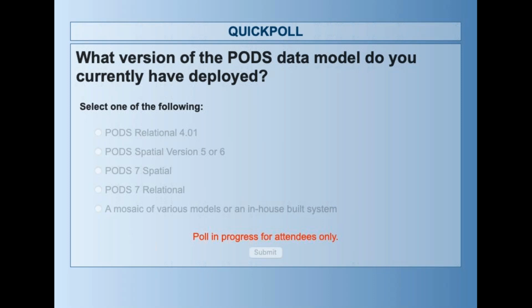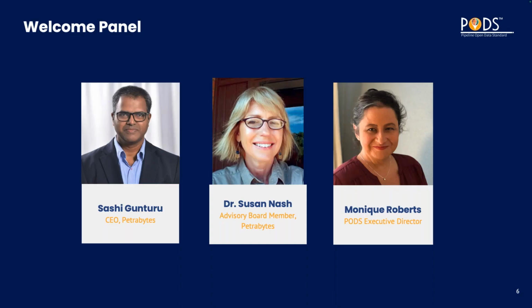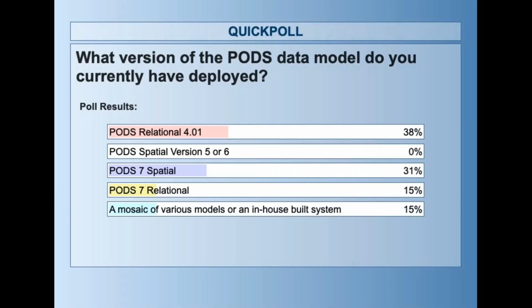So, all right, Sashi, what do you think is going to be the most voted? I would say a mix because most companies have proprietary workflows, so it will be a combination of PODS and their own proprietary databases. That's a good answer. All right. Well, we are 65% voted, so I'll close the poll and share those results.